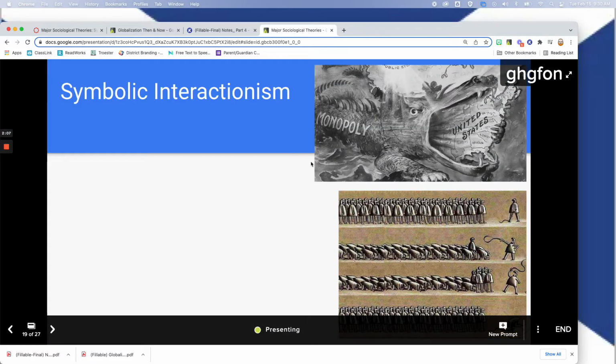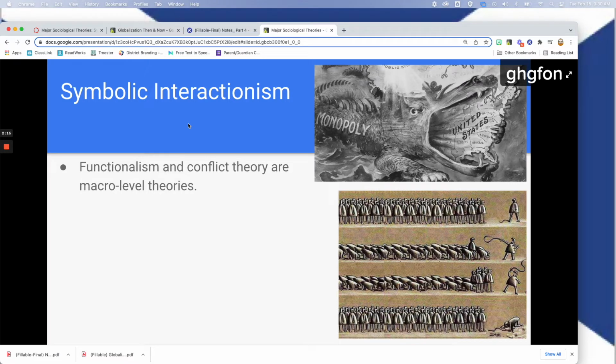And let's continue on. Again, we're looking at symbolic interactionism. The theories we've looked at so far: functionalism, conflict theory, especially if we're talking about Marxist conflict theory. These are what are called macro-level theories. Kind of like macroeconomics is a macro-level theory. It looks at large structures in society, and it sees them as the most important factors for explaining what's going on.